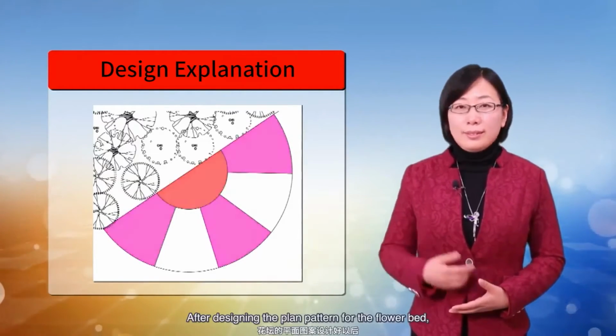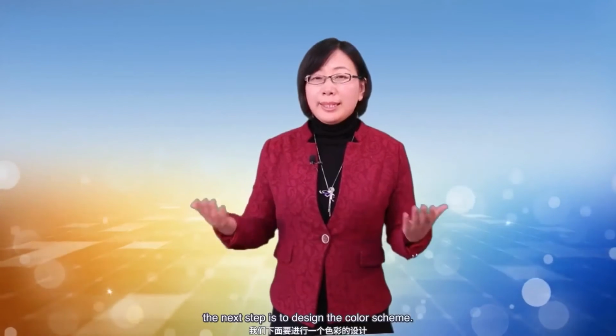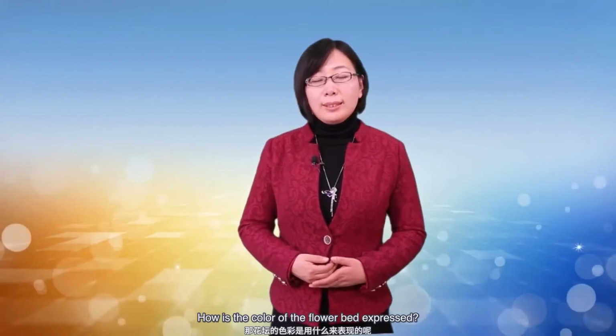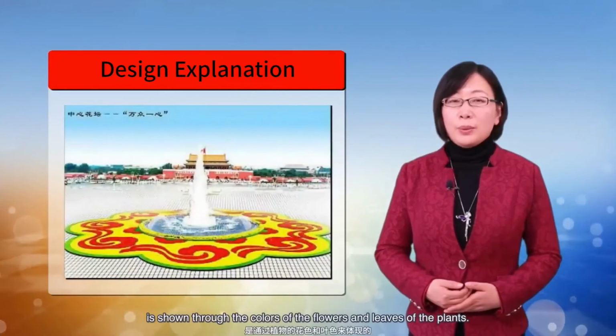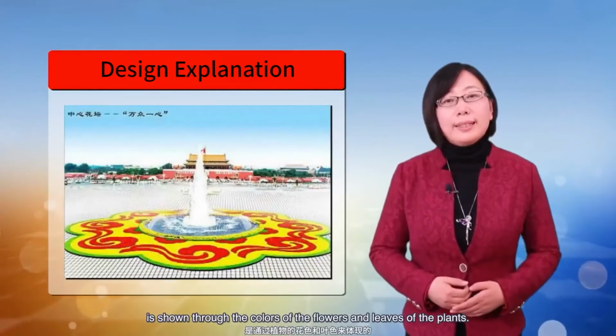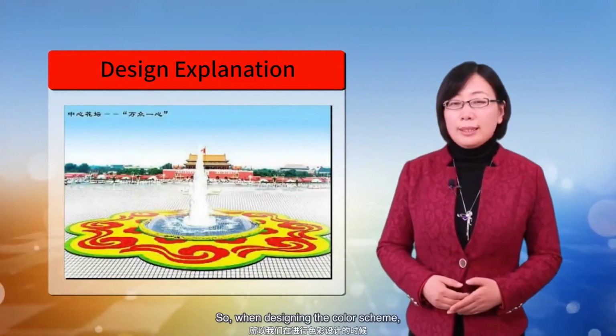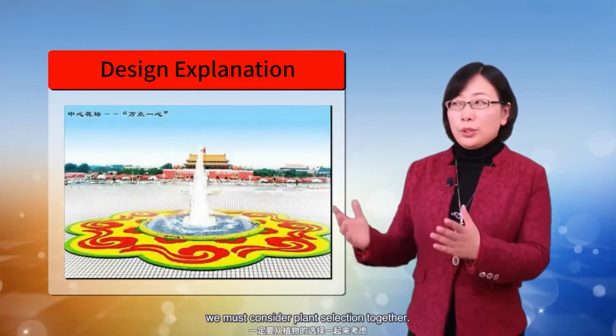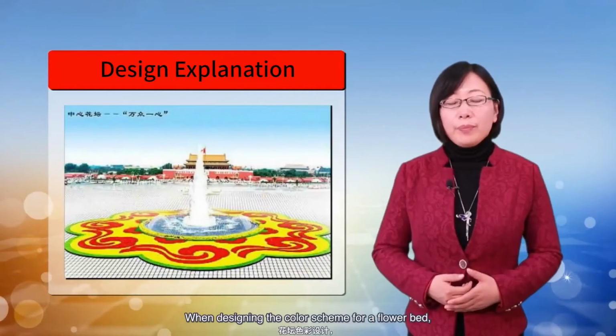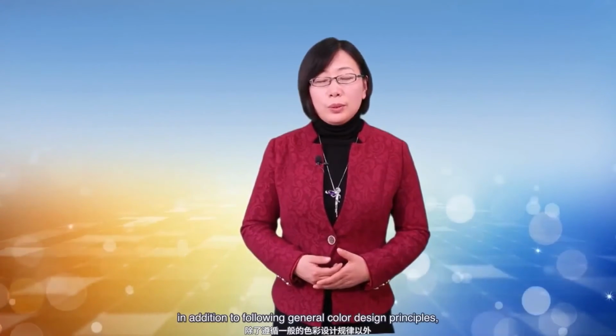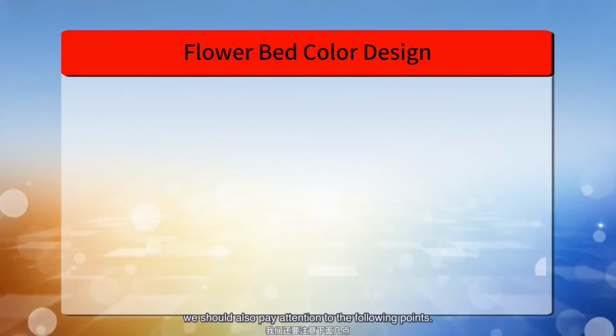After designing the plan pattern for the flower bed, the next step is to design the color scheme. How is the color of the flower bed expressed? That's right. The color of the flower bed is shown through the colors of the flowers and leaves of the plants. So, when designing the color scheme, we must consider plant selection together. When designing the color scheme for a flower bed, in addition to following general color design principles, we should also pay attention to the following points.